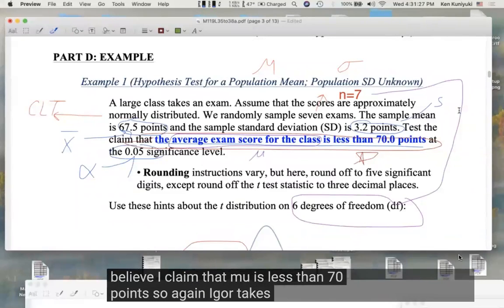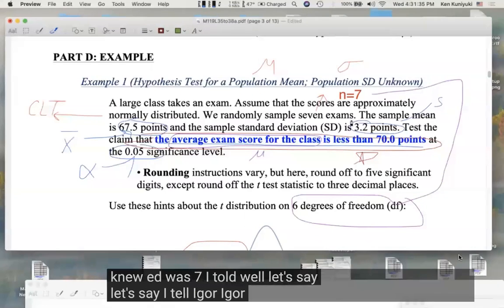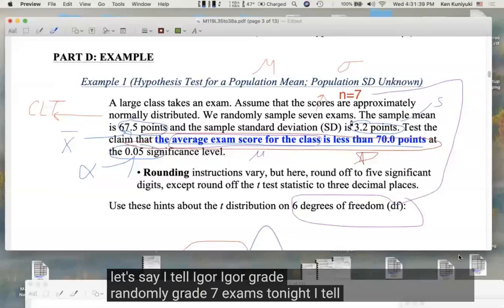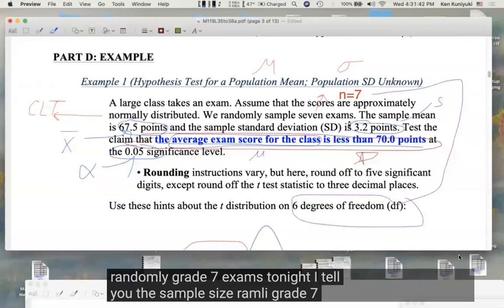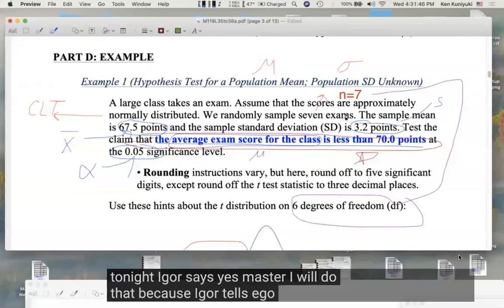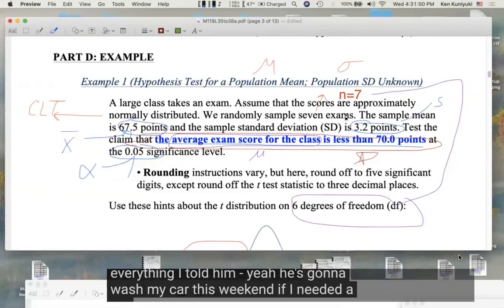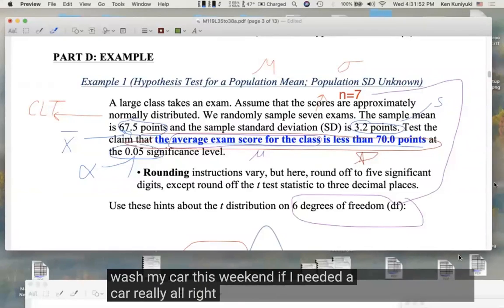So again, Igor takes his random sample, grades the exams, does the Excel thing, finds the sample statistics. We knew n was 7. Let's say I tell Igor, randomly grade 7 exams tonight. I tell you the sample size. Igor says, yes, master, I will do that, because Igor does everything I tell him to. He's going to wash my car this weekend, if I needed a car, really.